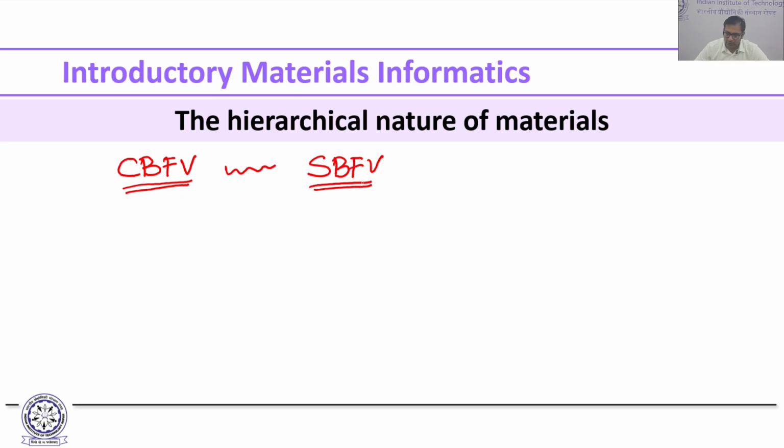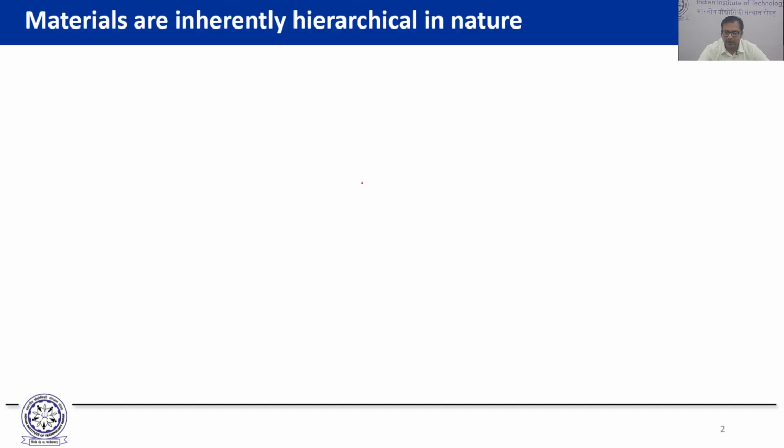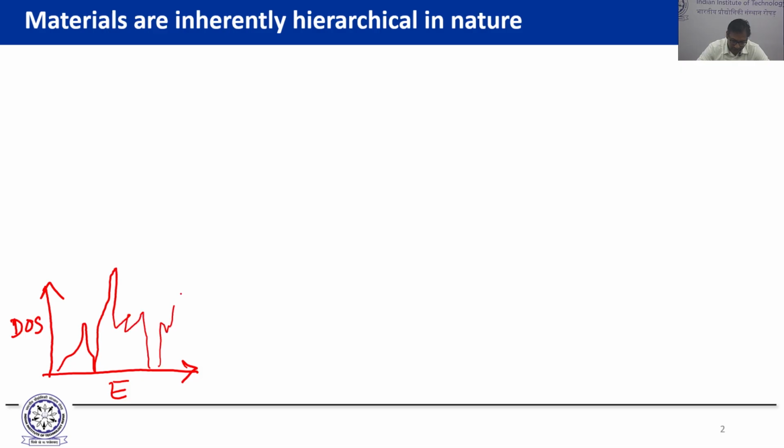So what we are going to do today is go forward and try to understand this hierarchical nature of materials. When we look at the structure of materials, we can look at it at different length scales. That's what we had discussed last time. So for instance, we can look at the electronic structure, and when you look at the electronic structure, you will basically have something like the density of states as a function of the energy. So your electronic structure could look something like this. It tells you how many states are present at different energy levels.